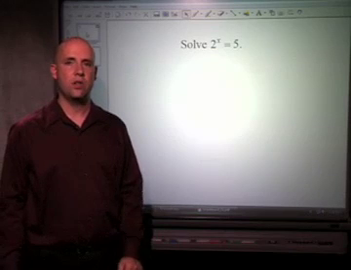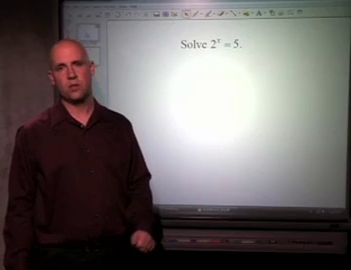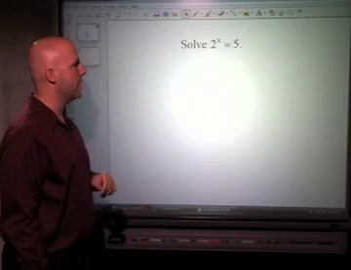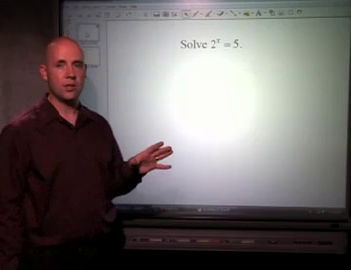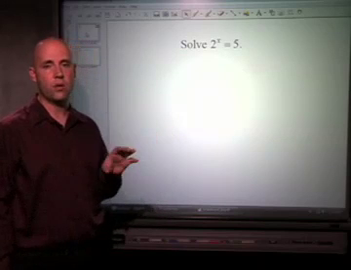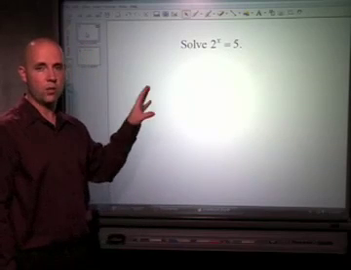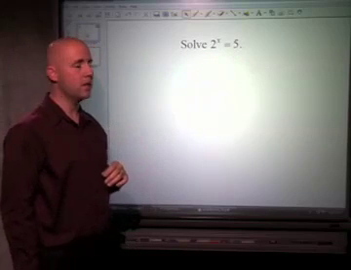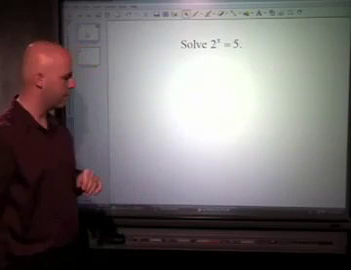Now let's look at how we can use a graphing utility to get approximate solutions to that same equation. We want to solve the equation 2 to the x equals 5. We have two options. We can use the zero feature on our calculator or the intersect feature to solve this equation. Since we have two non-zero expressions on either side of our equation, we'll use the intersect feature.